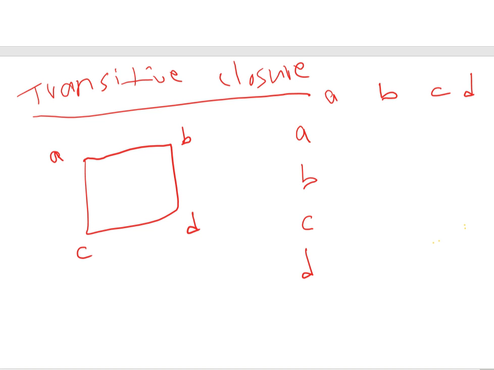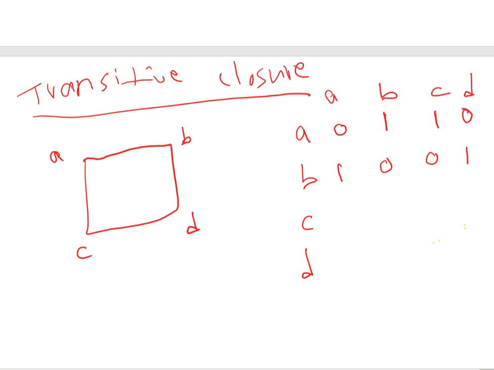Do we have a path from A to A? No, so 0. Do we have a path from A to B? Yes, so 1. A to C? Yes. A to D? No. B to A? Yes, 1. B to B? No. B to C? No. B to D? Yes.